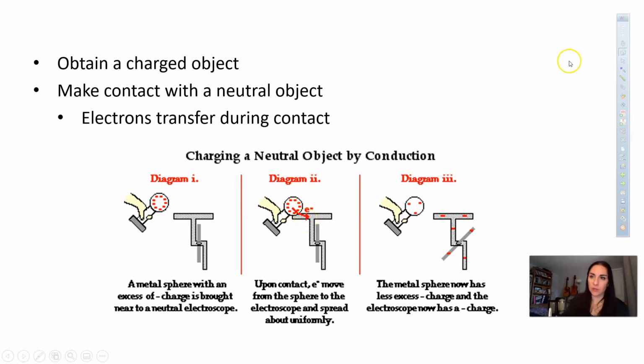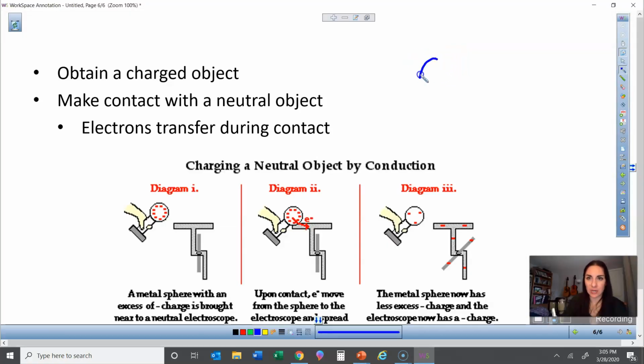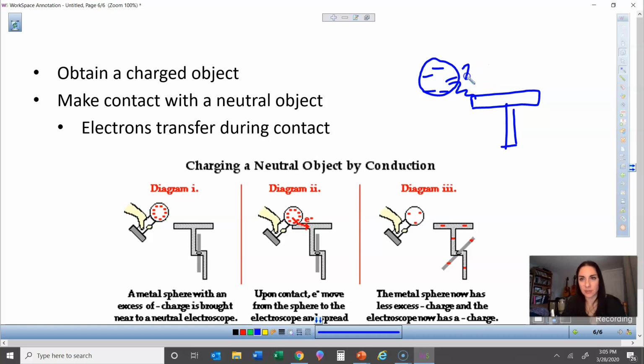Now, in a real world setting, you can have the case where you have the charged object, and before you touch it, you hear a zap. That little spark that you hear is actually a transfer of electrons. So you try to avoid this case. You want to actually physically touch the object so the electrons can travel through. This is okay, but you do want a physical touch and then the transfer of electrons.